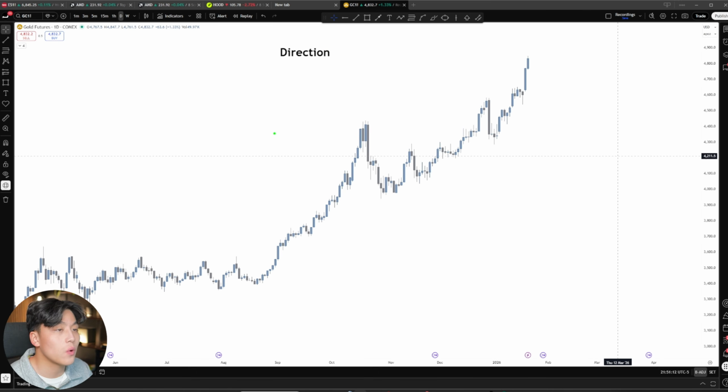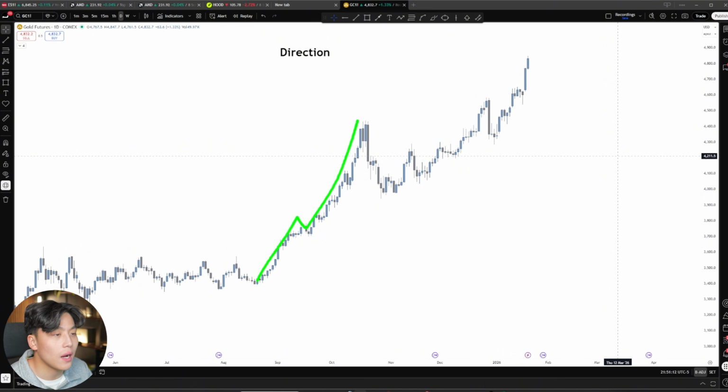As you can see, we're on the charts here, we're on gold futures, and what we're going to talk about first here is the direction of the market. It's basically asking ourselves, who is in control? Are the buyers in control, or are the sellers in control? There's 2 possible scenarios that we're going to be looking for when looking at the charts. As you can see right here, we're clearly in an uptrend in the markets.